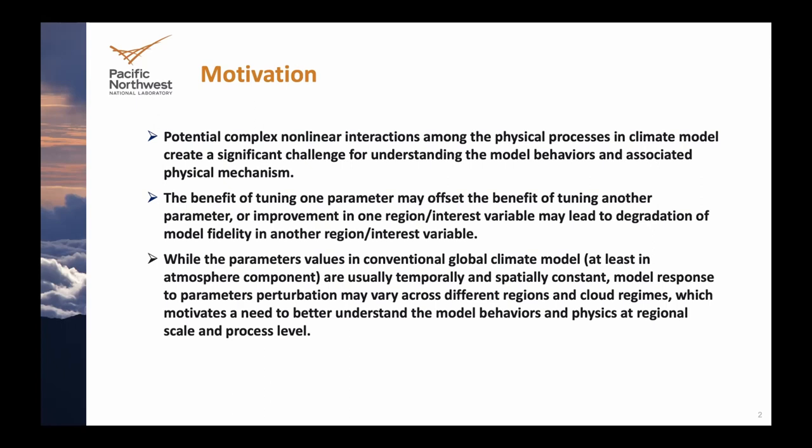One challenge we often encounter is that the benefit of tuning one parameter may offset the benefit of tuning another parameter, or improvement in one region may lead to the degradation of model fidelity in another region, or improving one variable of interest may degrade another. This is partly because the parameter values in conventional global climate models are usually temporally and spatially constant. But the model response to parameter perturbation may vary across different regions and climate regimes, which motivates a need to better understand the model behavior and physics at the regional scale and the process level.